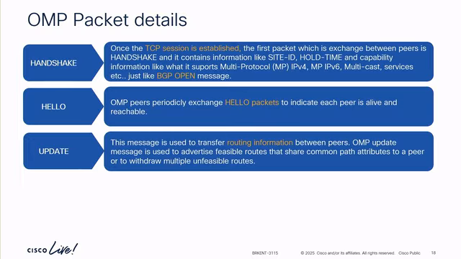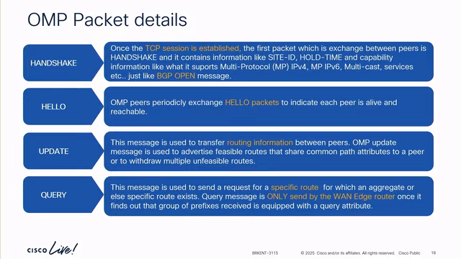Then we have the update packet. The update packet is used to exchange the routes, TLOCs, and messages over the SD-WAN fabric. And if any TLOC is not available, then that update is also sent through the update packet. Then we have the query packet. If you are doing any aggregation in your SD-WAN fabric, then the query packet is sent by the WAN edge device to ask if we have any more specific routes available in your SD-WAN fabric.